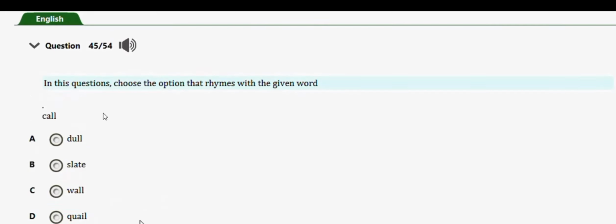It says the one that has rhyme with core. We have door, slate, wall, square. The right answer is option C, which is wall. Next question.